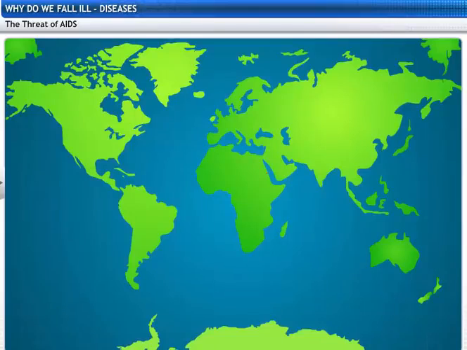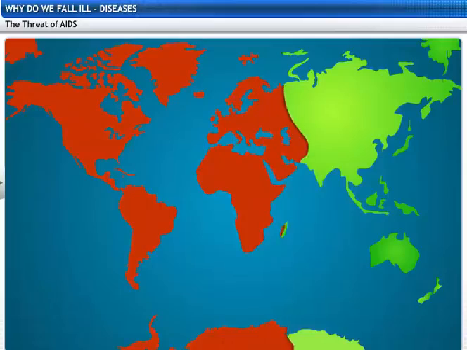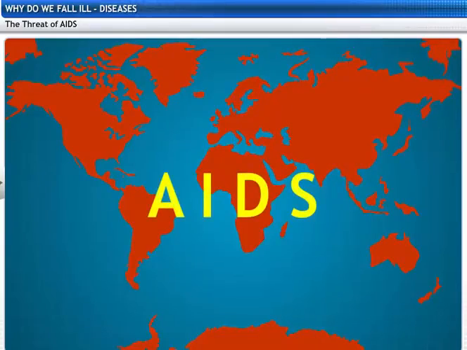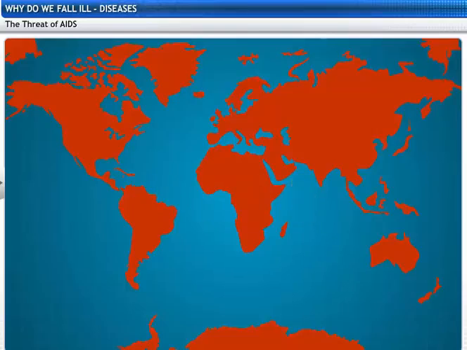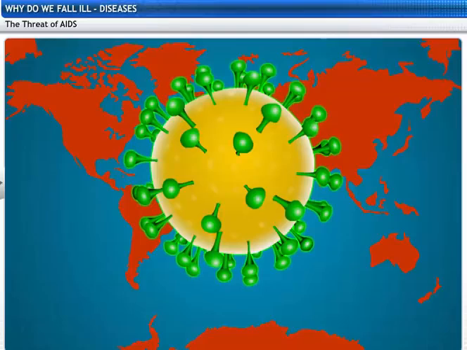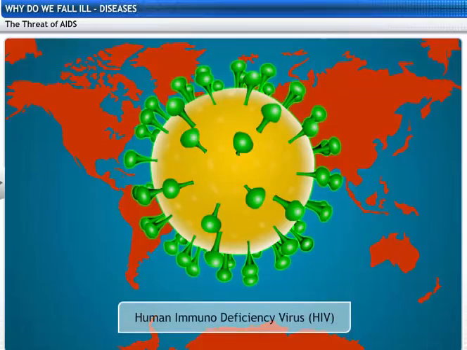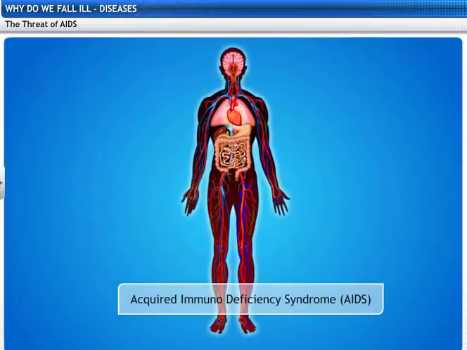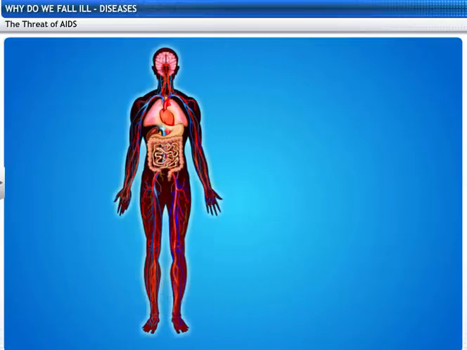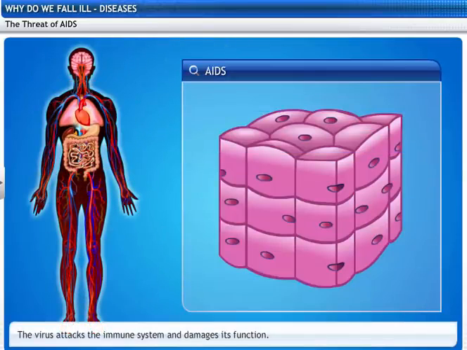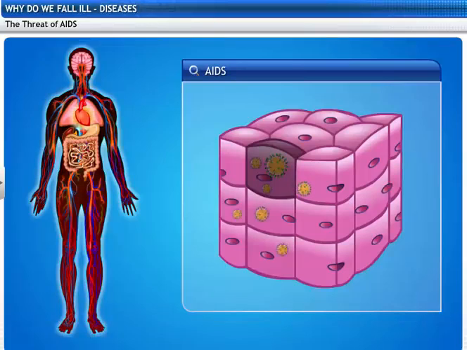Let's look at a disease that has spread all over the world. AIDS was first recognized in the USA in 1981. AIDS is caused by a virus named human immunodeficiency virus, or HIV. Acquired immunodeficiency syndrome, or AIDS, is so called because the AIDS virus breaks down the body's immune cells and organs that comprise the immune system. As a result, the patient becomes susceptible to infections.